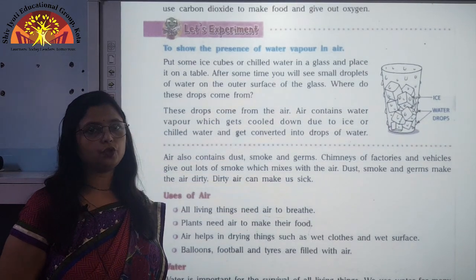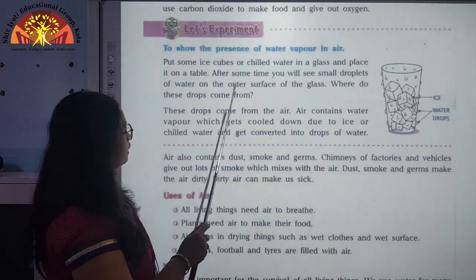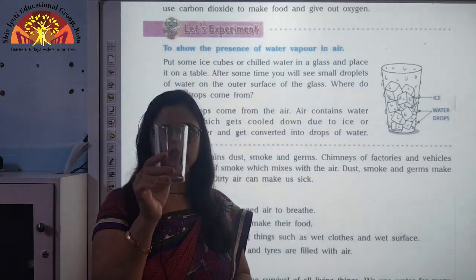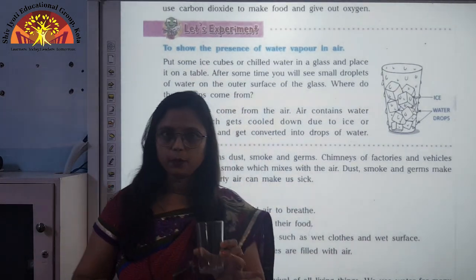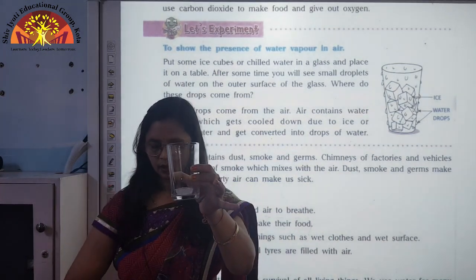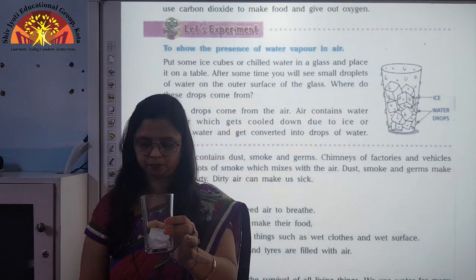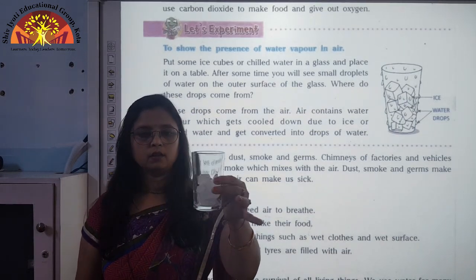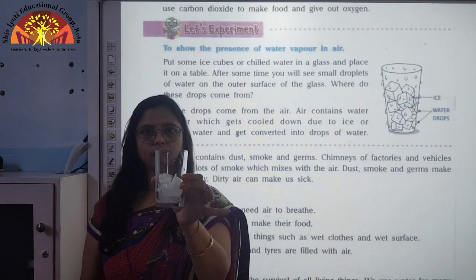So children, as I have told you that air contains water vapor, there is one experiment to show you that air contains water vapor. Now what I am doing over here, this is an empty glass. Now you can see there are no drops of water around it. Now when I put some ice into it, just have a look over here. I am putting some ice into this glass of water. Now I will keep it aside for some time, then we will see what will happen.